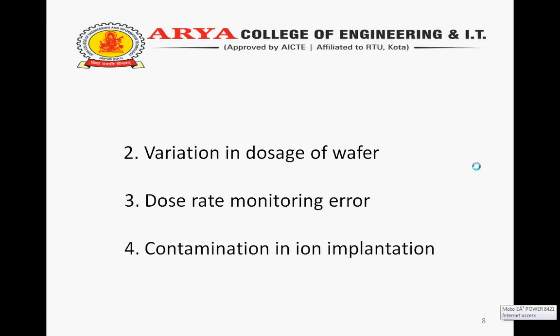Third is dose rate monitoring error. The dose rate monitoring error can be present due to neutral current, which will not be counted. Neutrals can be produced in the beam by recombination with residual gas atoms or thermal electrons. Dosage error can also be the result of incomplete secondary electron capture. To prevent this problem, wafers are held in a Faraday cup and the stage is typically held on a small positive bias. Fourth is contamination in ion implantation.